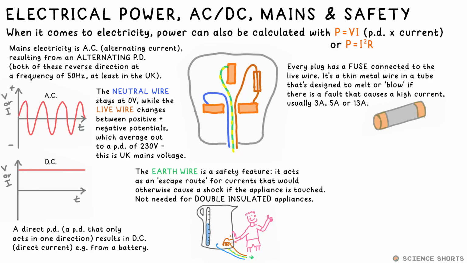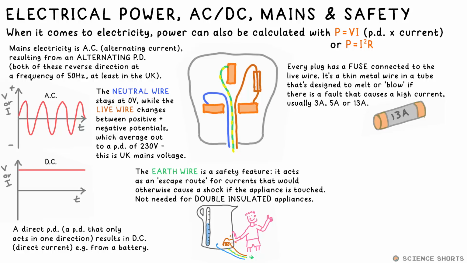Also in a plug, we have a fuse that's attached to the live wire, and it's designed to melt or blow if the current exceeds a certain number of amps, usually 3, 5 or 13 amps. If something goes wrong in an appliance, the current may well spike, so the fuse will blow before too much damage can be done to it or the user.